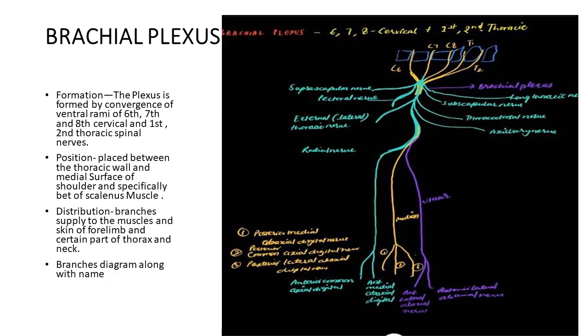The brachial plexus is formed by the convergence of the ventral rami of the 6th, 7th, and 8th cervical and 1st and 2nd thoracic spinal nerves. It is positioned between the thoracic wall and medial surface of the shoulder, specifically targeting the muscles of the forelimb and skin of the forelimb and neck.